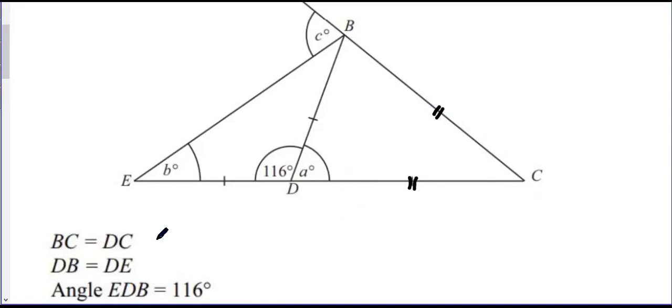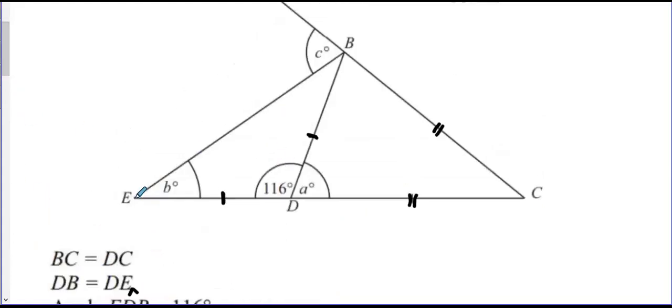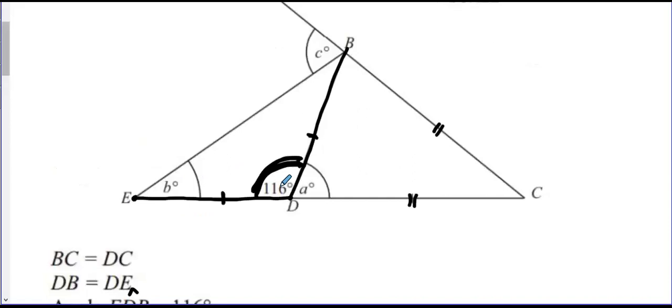Okay, likewise, DB equals DE. DB equals DE, okay? And we are given the angle EDB. They mean this angle here, angle EDB. That angle equals 116. You can see that it's shown 116.